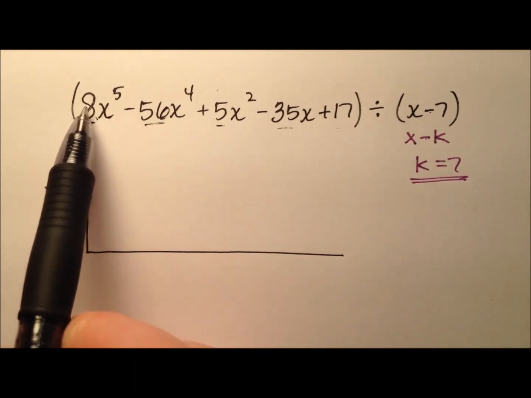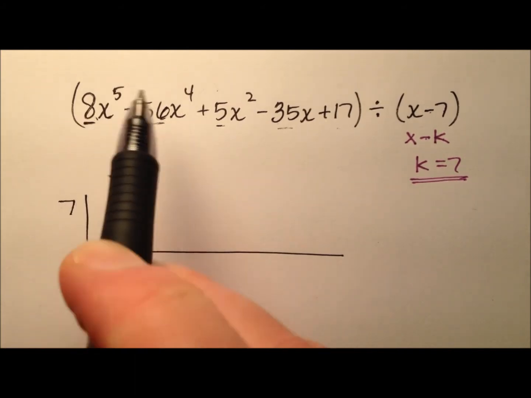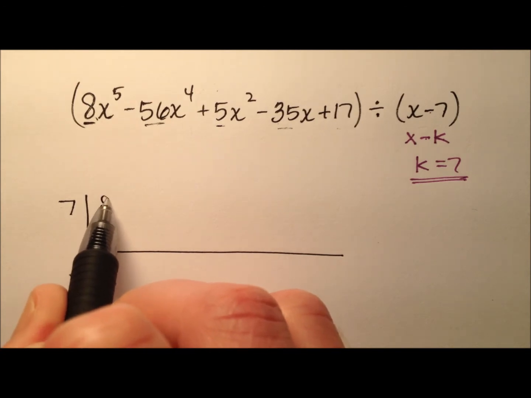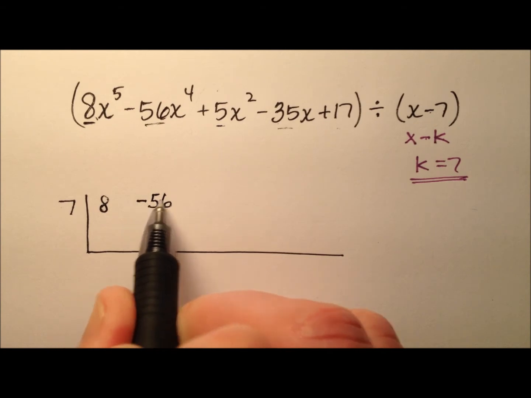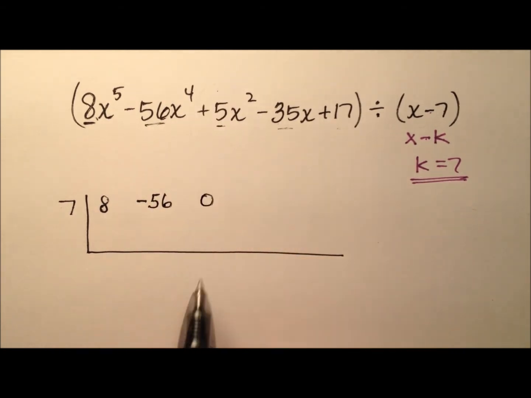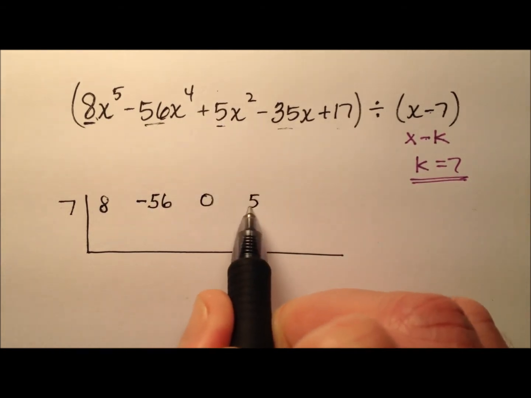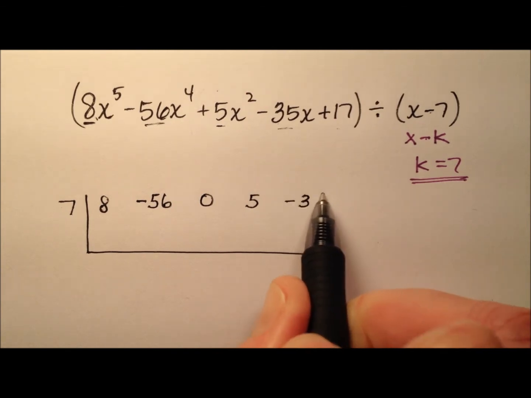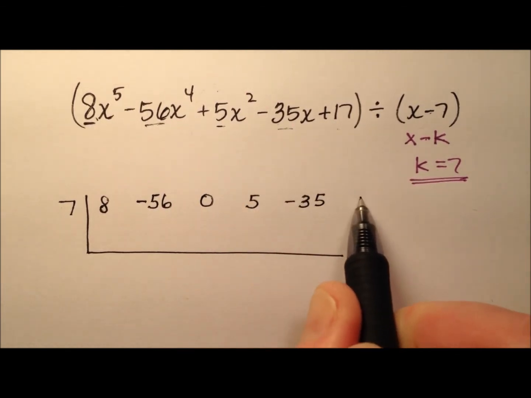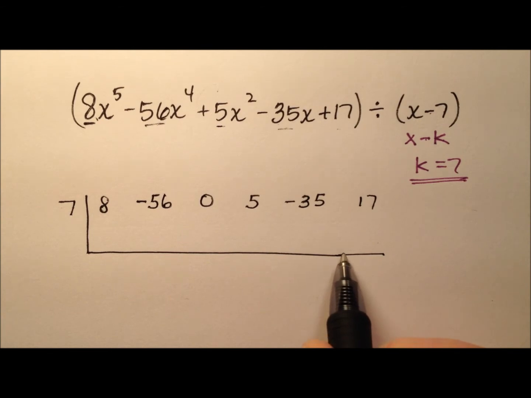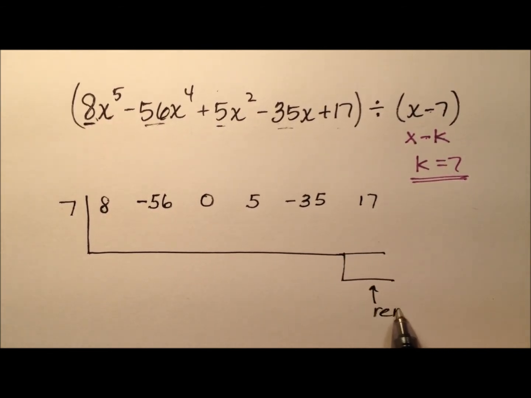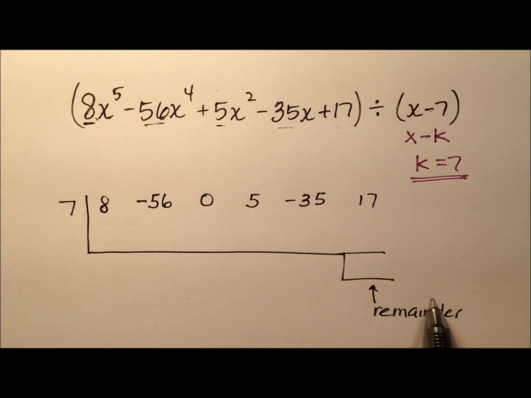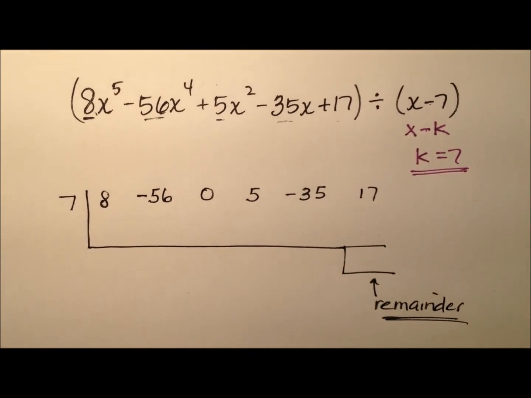Okay, so let's start with my leading term here. 8x to the 5th, so my x to the 5th gives me an 8. My x to the 4th gives me a negative 56. My x cubed was missing, so I'll put a 0 in its place. My x squared is 5. My linear term, my x, is negative 35, and then my constant is 17. And I'm going to put a little box here, and this represents my remainder. Got to keep that straight.